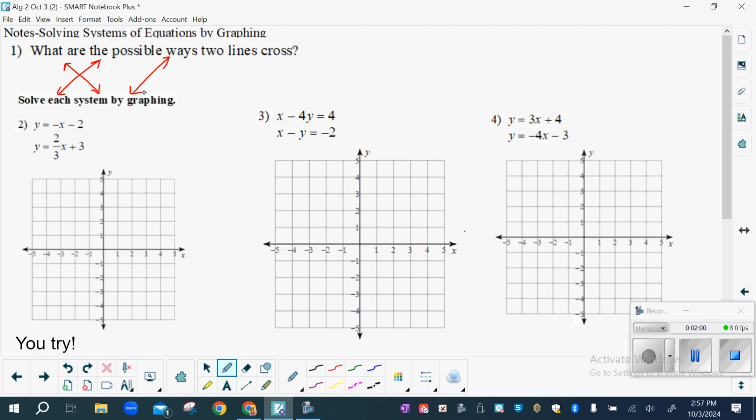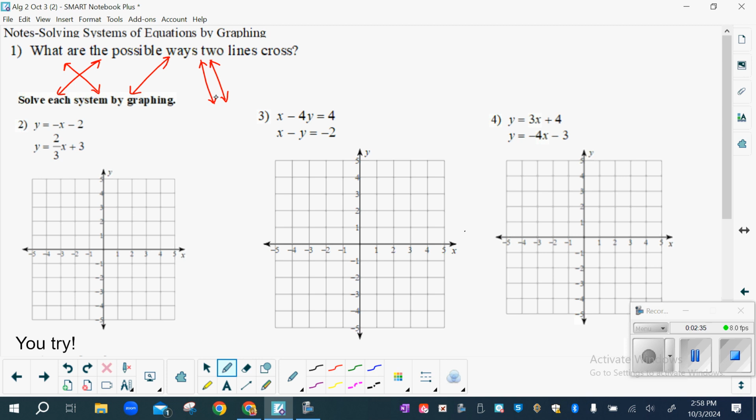A couple of you, when you were doing the shape with your fingers, you went from this to something else. How about this? What's this called? Parallel. That's right. They don't cross. So three different possibilities. We have two lines. They can either cross at one point, they can be the same line, or they will not cross at all.